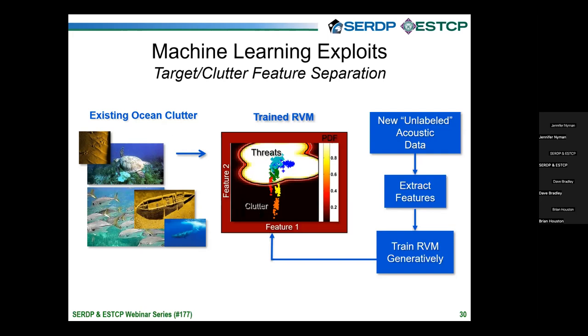Complexities, of course, occur when you move to buried objects. The sediment itself changes the signature, and so that requires quite a bit more work than just a simple free field type implementation.